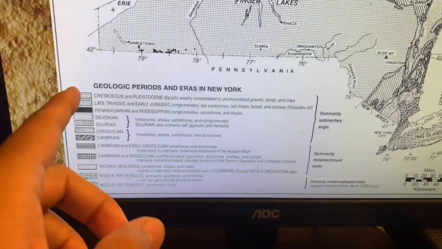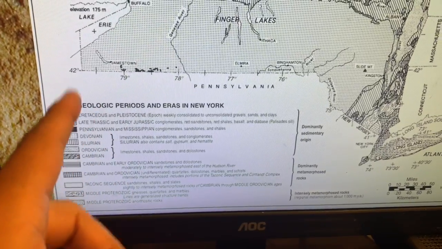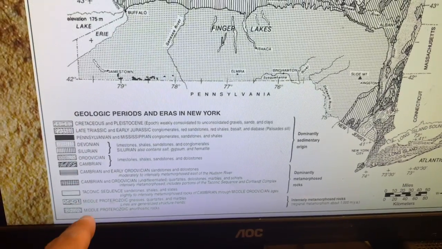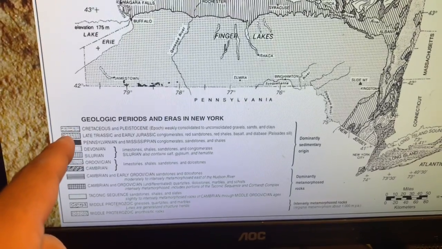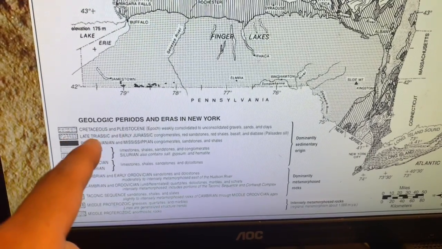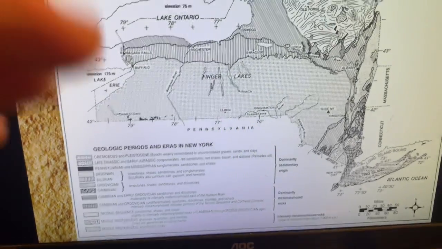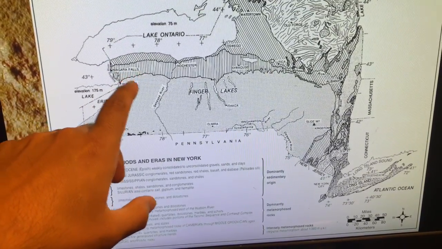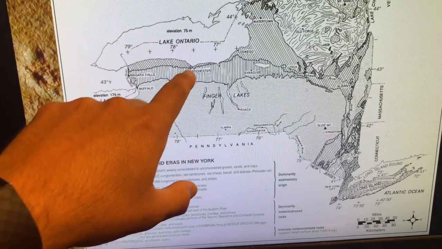Now, it gives you the names of the different time periods. Okay? The youngest being up here, the oldest being down here. You have to be able to match the symbol with the time period with the charts on pages 8 and 9. So for example, if we look here, right around Niagara Falls and Rochester and Syracuse, this whole bank right here, see how the lines are these vertical lines?